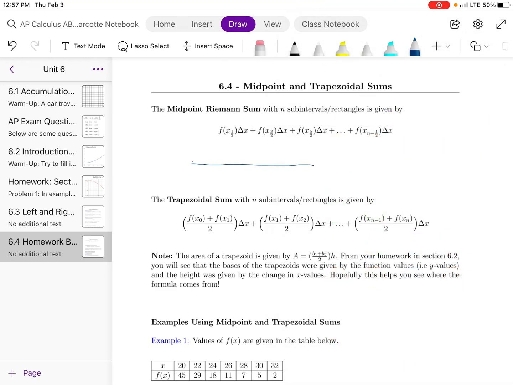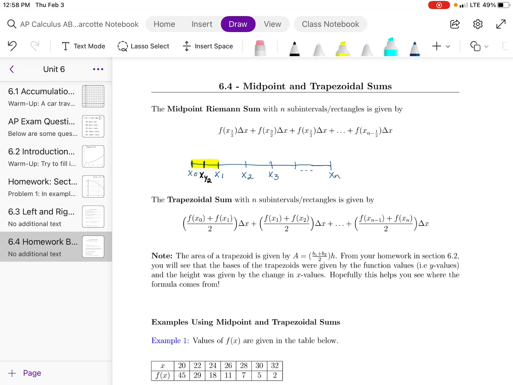like I did for you guys earlier, if I have that this is my x0, x1, x2, x3, and then dot dot dot all the way to xn, what I want to be looking at, considering this first subinterval, going from x sub 0 to x sub 1, what is the midpoint? Well, the midpoint between 0 and 1 is 1/2, so that's where we get the x sub 1/2.